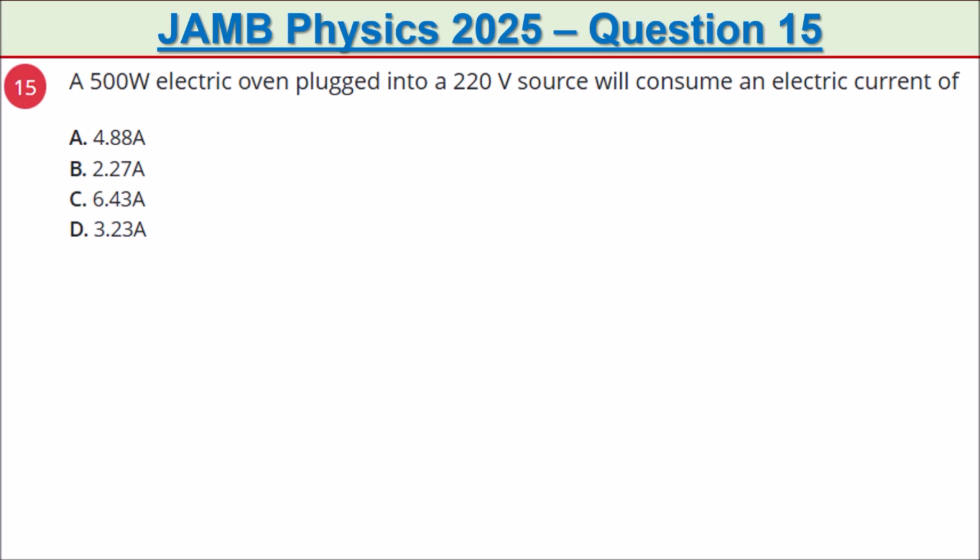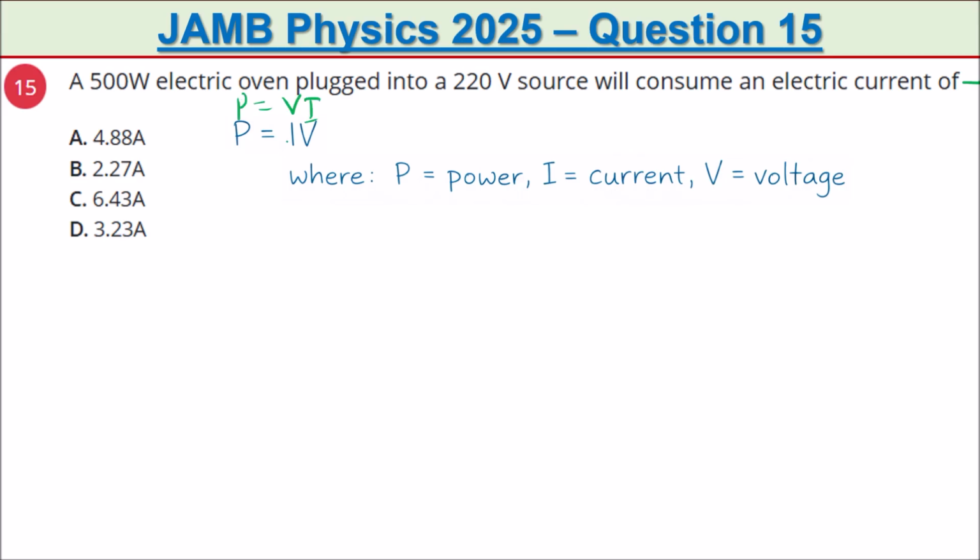Question number 15 reads, a 500 W electric oven plugged into a 220 volt source will consume an electric current of. So we need to find the current here. And for us to find the current, we need the electrical power equation, which says power is equals to IV. Some will say power is equals to VI, which is just the same. But we are looking for electric current, so we need to make current the subject of the formula. So we safely say power is equals to IV.